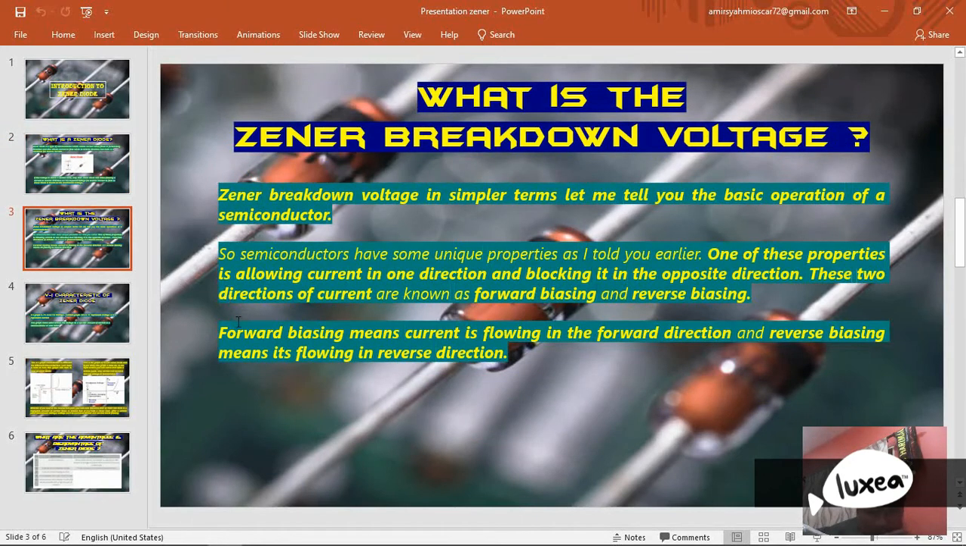So what is the Zener breakdown voltage? In simpler terms, let me tell you the basic operation of a semiconductor. Semiconductors have some unique properties, as I told you earlier. One of the properties is allowing current in one direction and blocking it in the opposite direction. These two directions of current are known as forward biasing and reverse biasing. Forward biasing means current is flowing in the forward direction, and reverse biasing means it is flowing in the reverse direction.